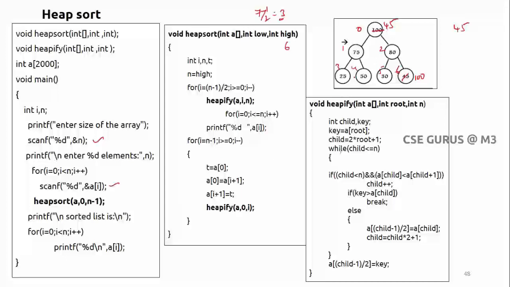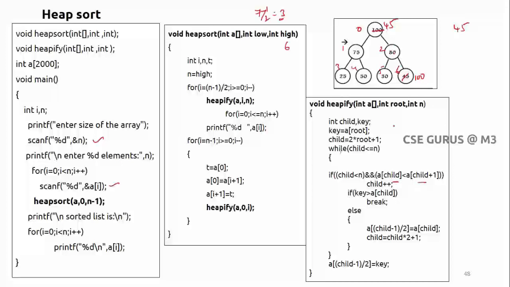So now what should be done here? You can see root and n. Now this process: I am checking 45 with 75 and 80. 75 is less than the two children, right? So whichever is greater, I am taking. If 75 is less than 80, then I do child plus plus, taking this one. Definitely this will be greater.